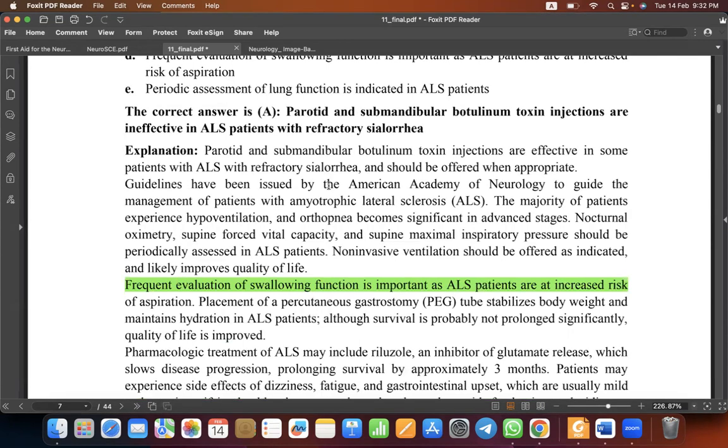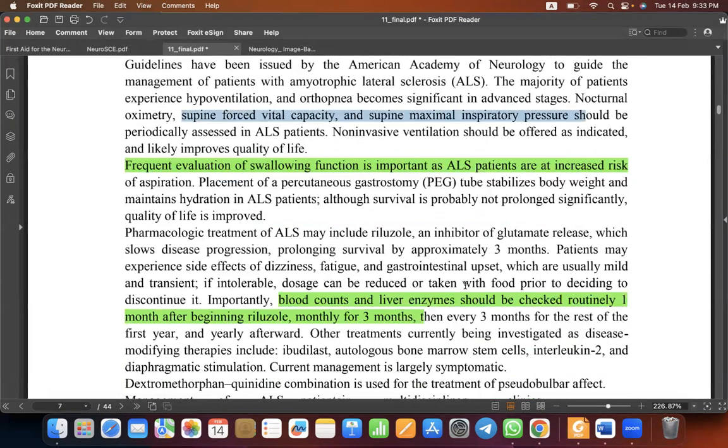A guideline has been issued by the American Academy of Neurology to guide the management of patients with amyotrophic lateral sclerosis. The majority of patients experience hypoventilation. Orthopnea is a very unfortunate problem for patients. So nocturnal oximetry, the supine forced vital capacity, and the supine maximum inspiratory pressure should be periodically assessed. Second, swallowing should be periodically assessed, and whenever we need a PEG tube or any other measures, they should be implemented as soon as possible.